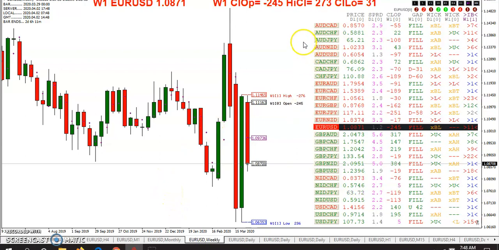Let's see, we've got the weekly chart here. You can see the euro is 30 pips off the low. And speaking of that, I've got a couple of new toys that I've worked on.